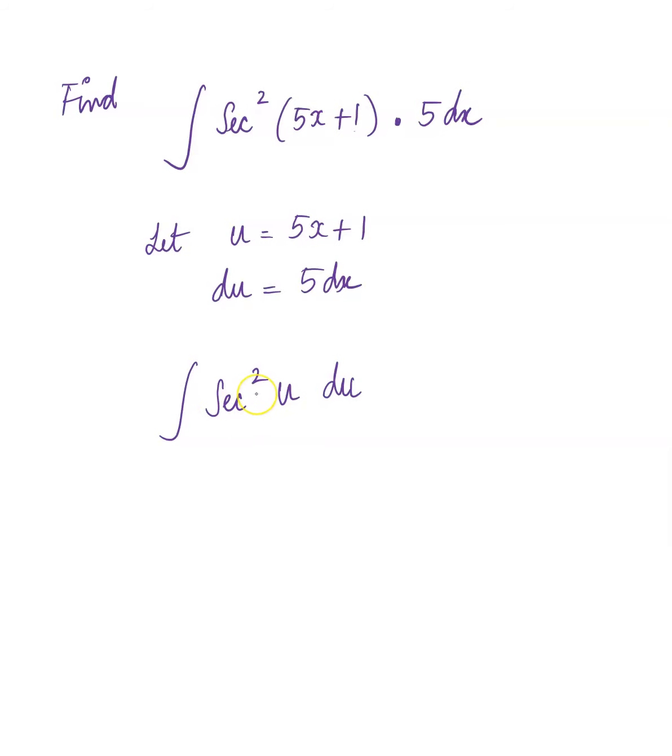Alright, so the integral of secant squared x is tan x. In this case it's u, so this is going to be tan u plus c, and back substitute for u, that's going to be tan of 5x plus 1 plus c, and that's your answer.